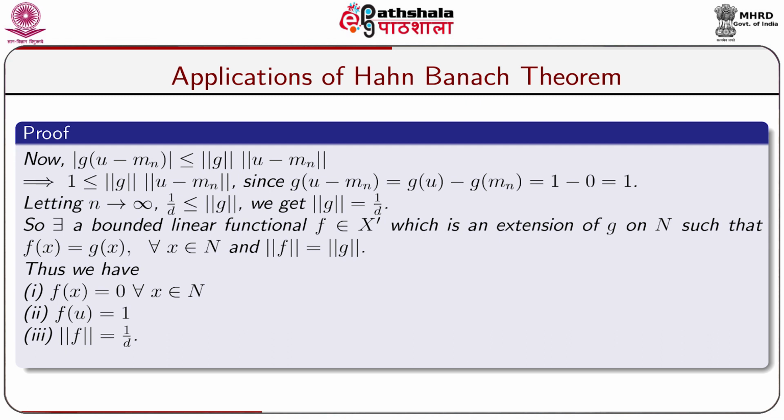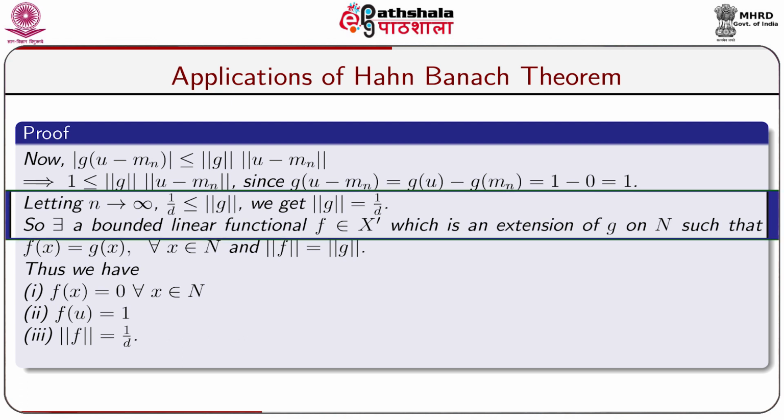Since g(u − m_n) = g(u) − g(m_n), g(u) = 1 and g(m_n) = 0. Already we have seen that g of all such elements belonging to M is equal to 0. So, g(u) − g(m_n) = 1 − 0 = 1. Letting n tend to infinity, we get 1/d ≤ ‖g‖. Thus, we get ‖g‖ = 1/d.